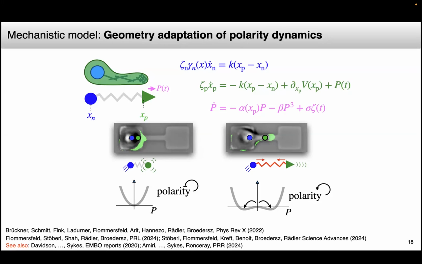So the inferred model tells us that somehow the cell knows about the confining geometry that the protrusion is experiencing, and as a result of this, the feedback of the polarity onto itself goes from negative to positive feedback. So basically the sign of this alpha changes. As a result of this, there's a bifurcation in the polarity dynamics. The cells now want to spontaneously polarize.